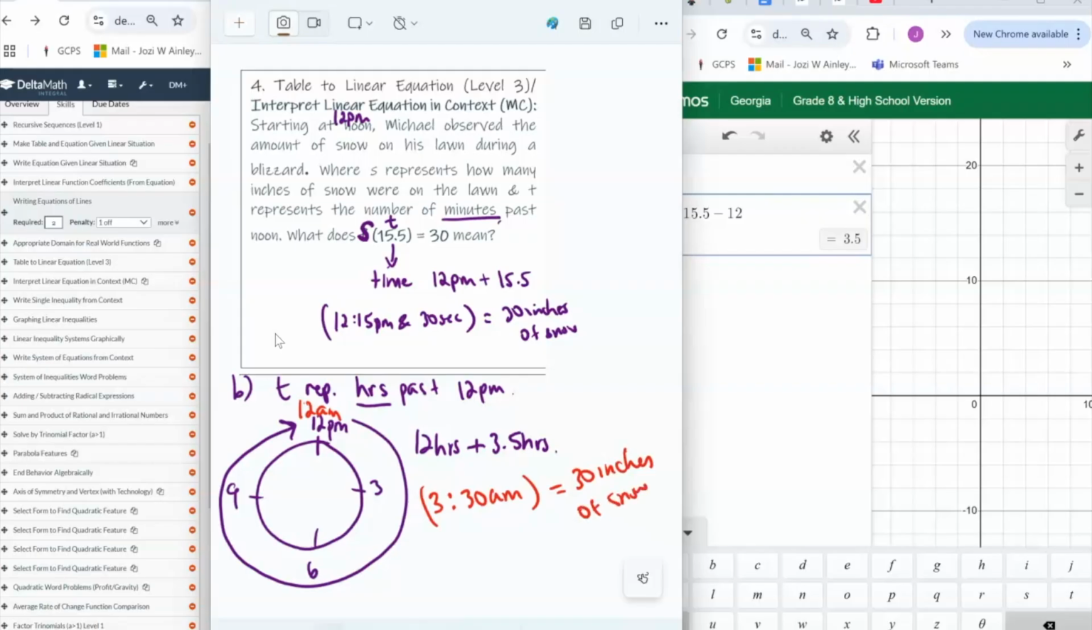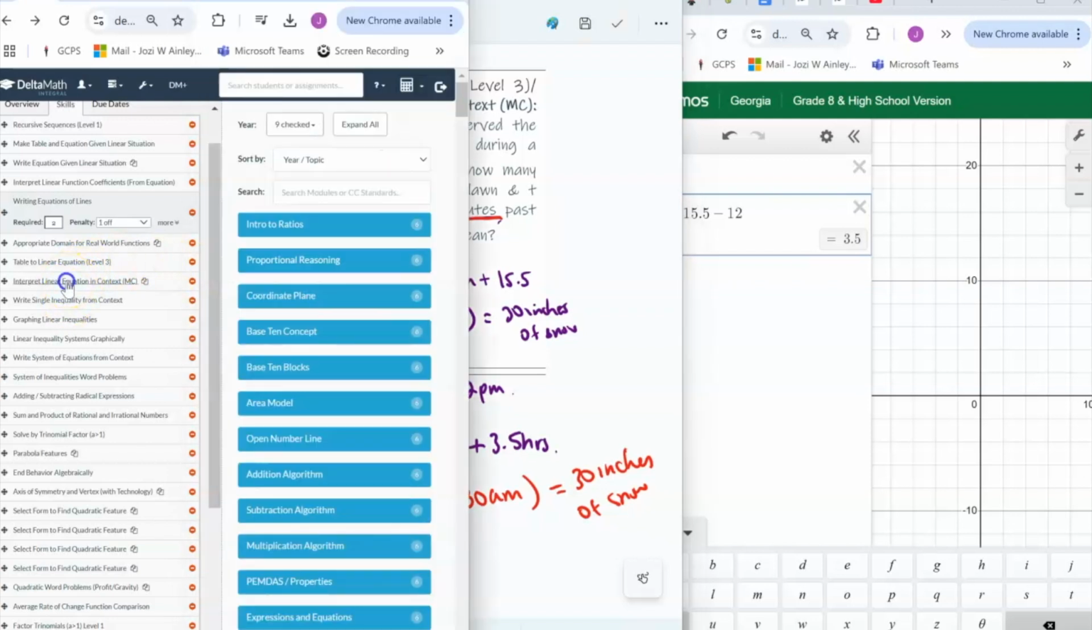Okay, so that's just interpreting. There are 2 questions I'm asking you. The first one was in minutes. Now the next one is in hours. What does this represent? This is the time after 12 p.m., and this is how much snow there is at that time. So depending on whether the question is asking you in minutes or in hours, that's how you go about representing it.